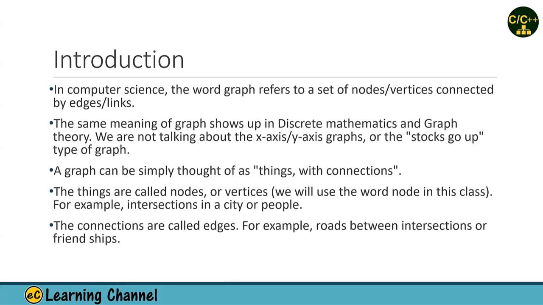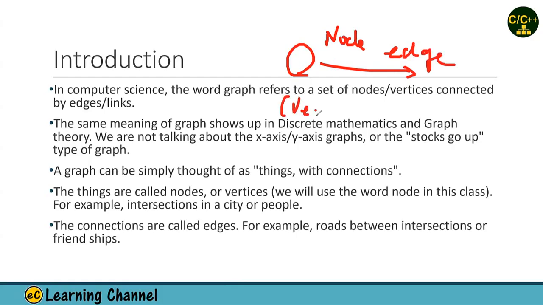Okay, so in computer science, the word graph refers to a set of nodes, or vertices, connected by edges. So first you need to know about graph. A graph is nodes plus edges. A node is sometimes also called a vertex. Okay, this is graph theory.